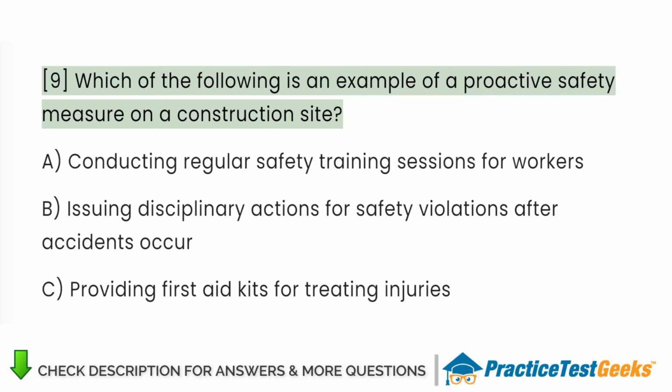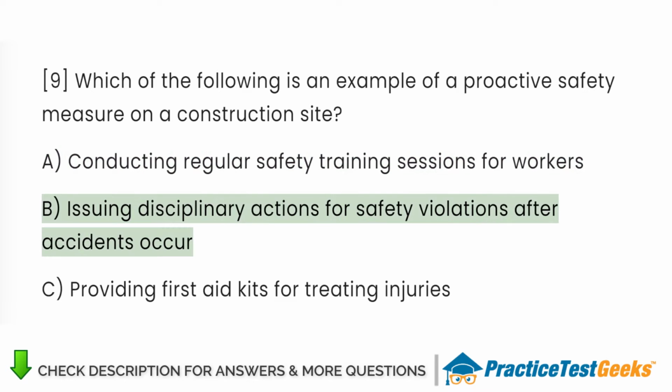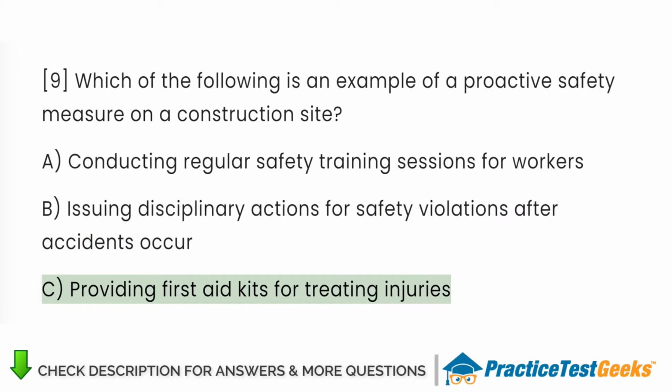Which of the following is an example of a proactive safety measure on a construction site? A. Conducting regular safety training sessions for workers. B. Issuing disciplinary actions for safety violations after accidents occur. C. Providing first aid kits for treating injuries.